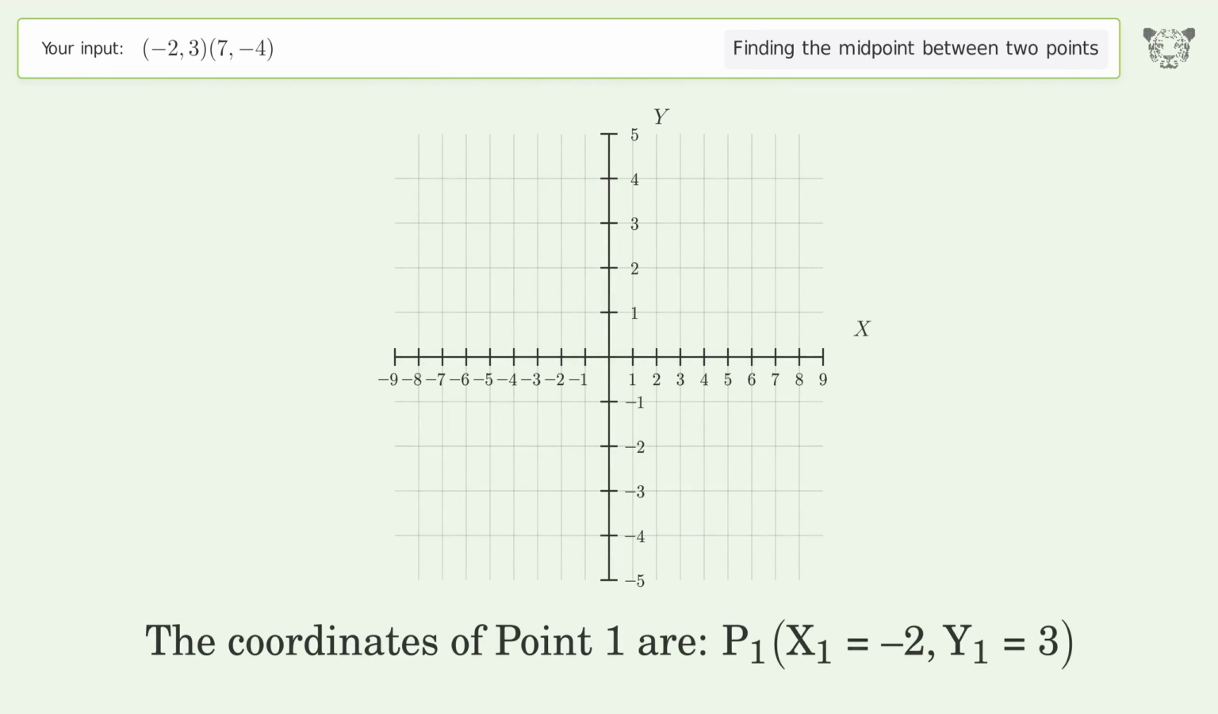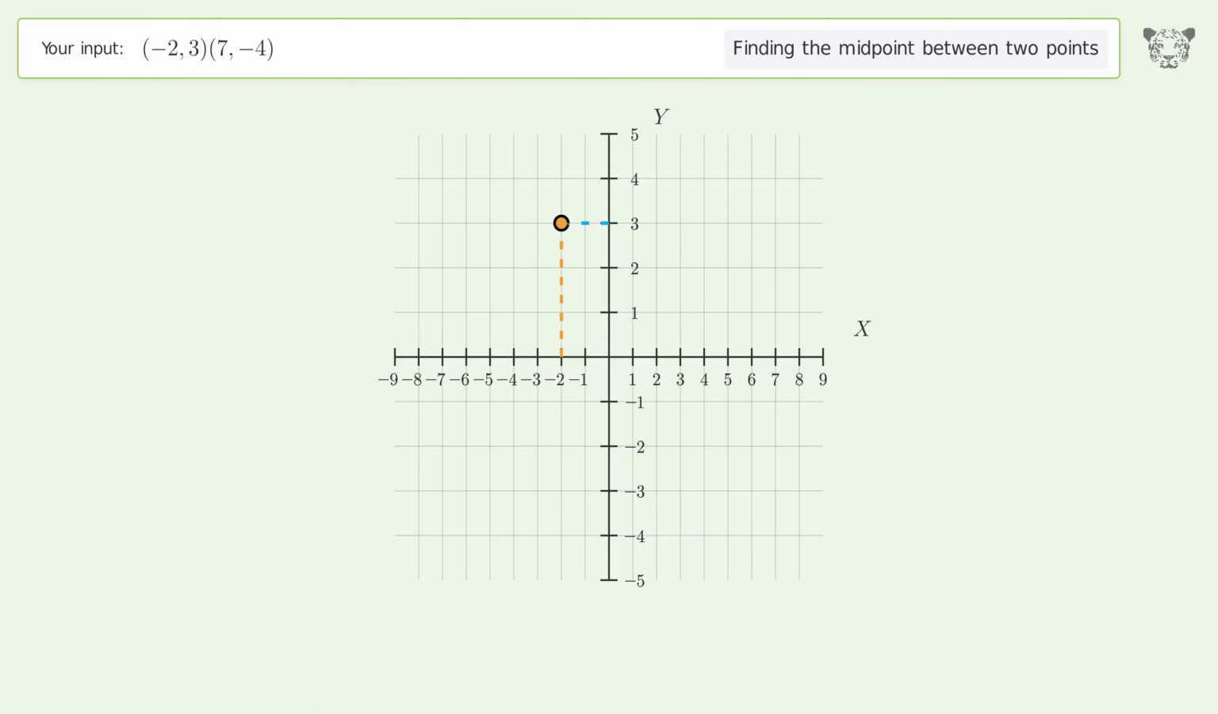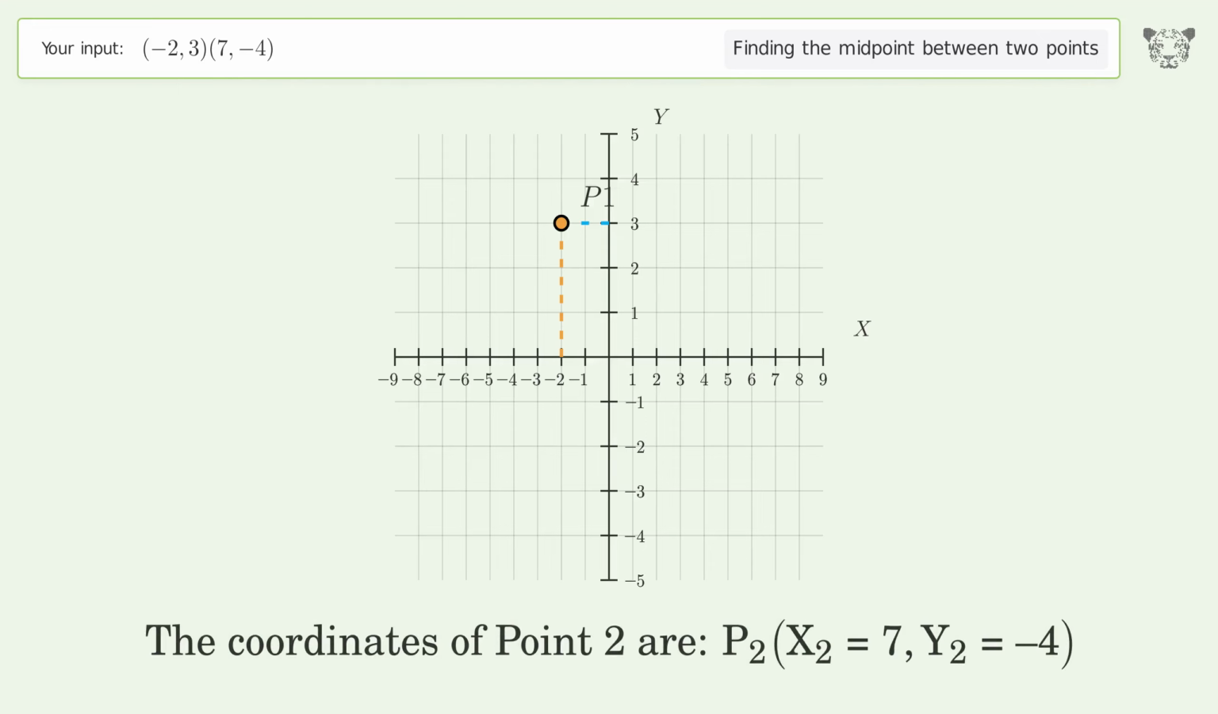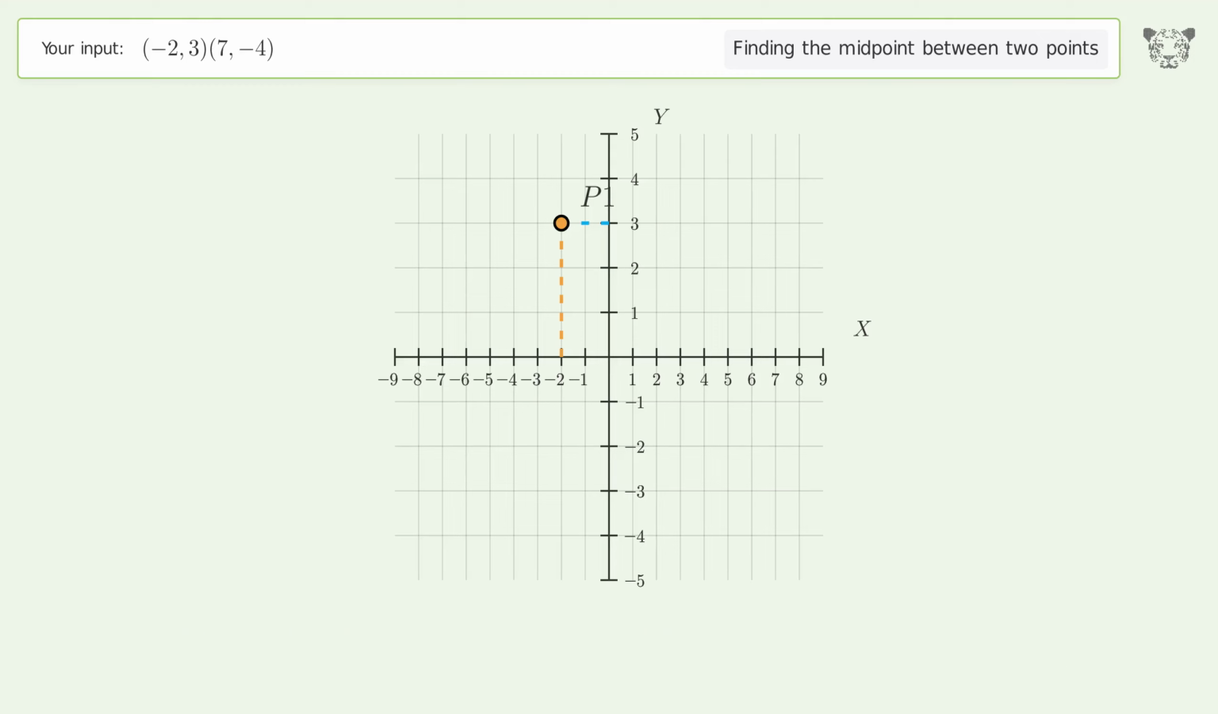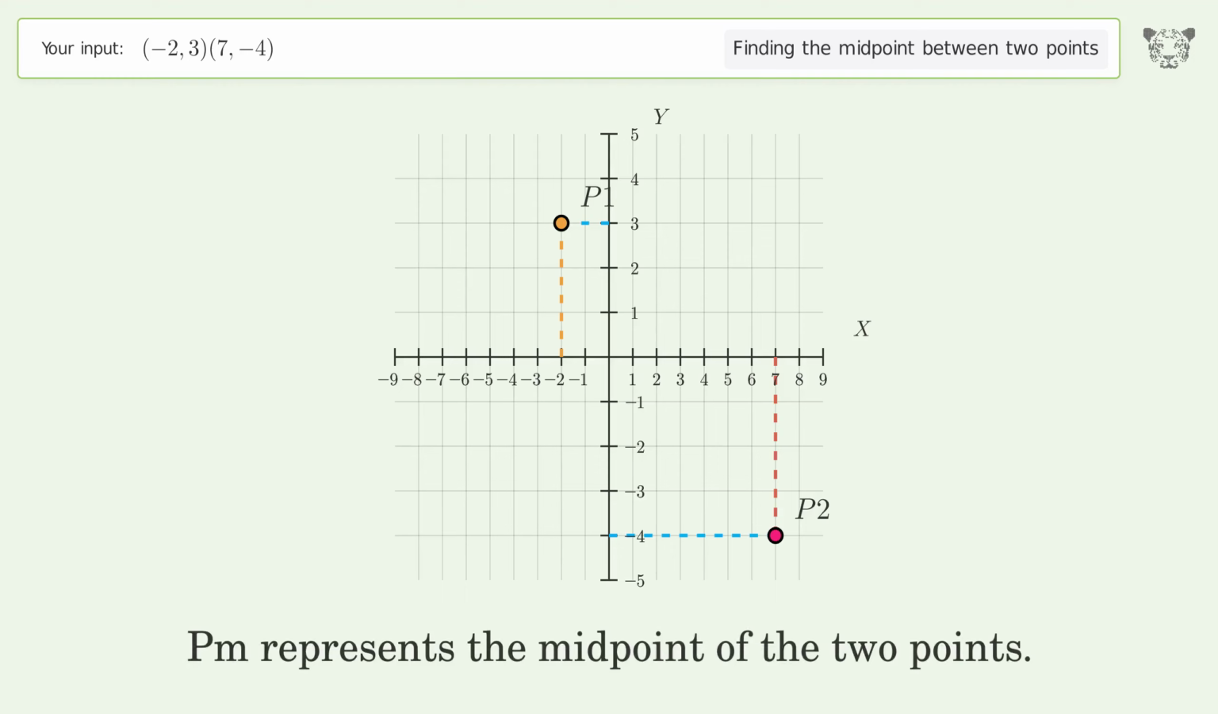The coordinates of point 1 are, x1 equals negative 2, y1 equals 3. The coordinates of point 2 are, x2 equals 7, y2 equals negative 4. PM represents the midpoint of the 2 points.